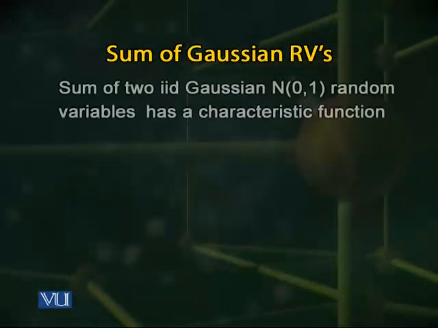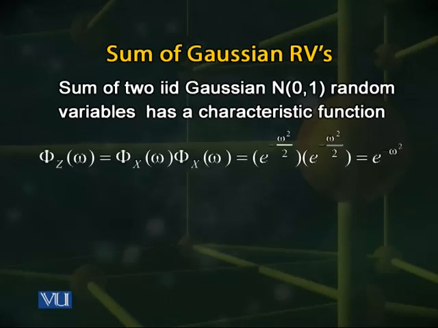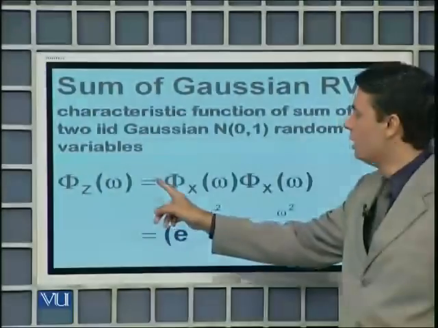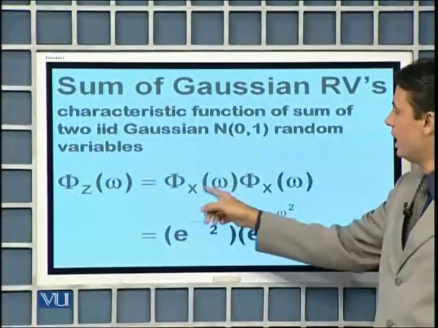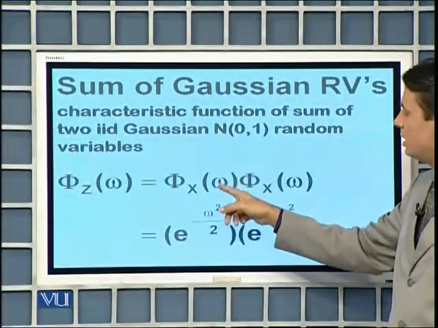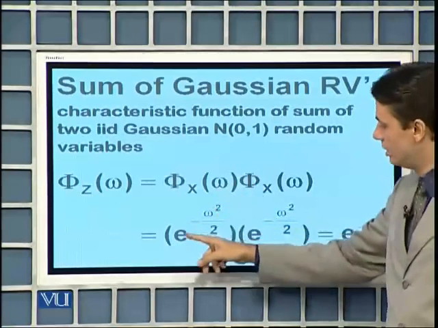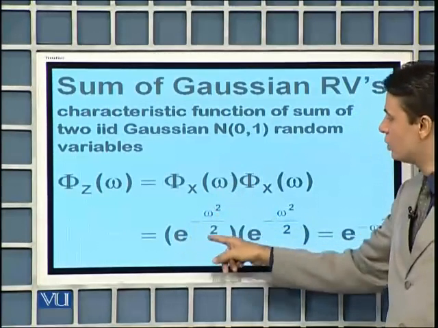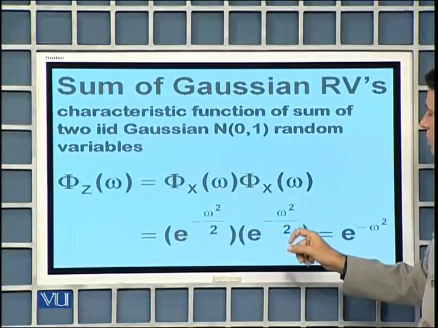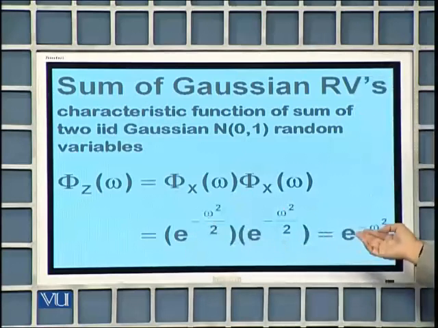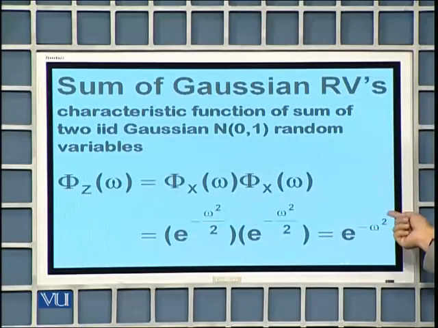If we have two Gaussian random variables both independent of each other, then the characteristic function of z, which is the sum of the two Gaussian random variables, is going to be the multiplication of the characteristic functions of the two Gaussian random variables. And if they have the same PDF, they are identical and independent, then we will have a characteristic function e raised to power minus omega square over 2 multiplied with e raised to power minus omega square over 2, and when you simplify this, it comes out to be e raised to power minus omega square.